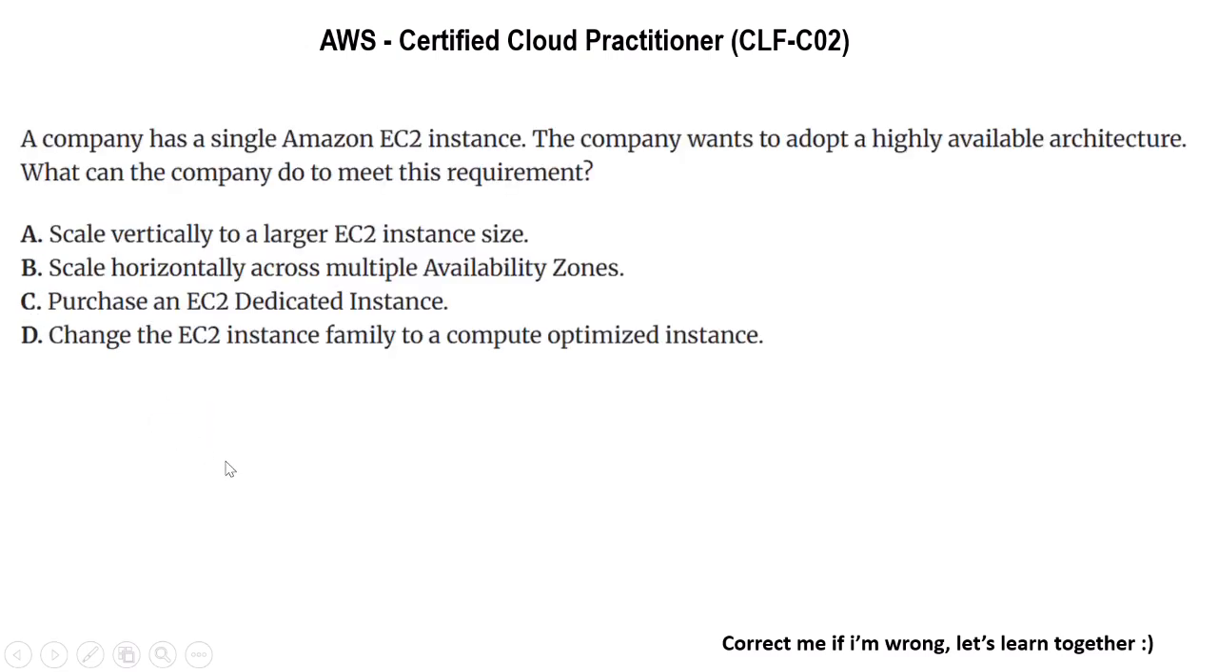Next question. A company has a single Amazon EC2 instance. The company wants to adopt a highly available architecture. What can the company do to meet this requirement? Option A, scale vertically to a larger EC2 instance size. Option B, scale horizontally across multiple Availability Zones. Option C, purchase an EC2 Dedicated Instance. Option D, change the EC2 instance family to a compute optimized instance. The right option is option B, scale horizontally across multiple Availability Zones.